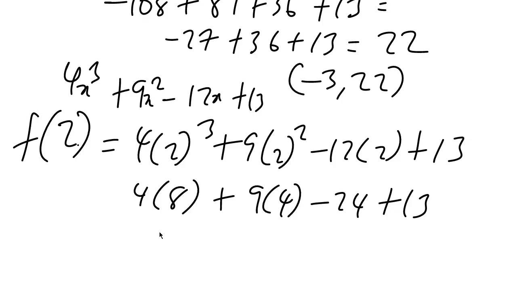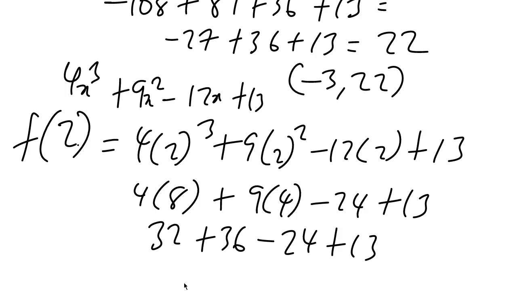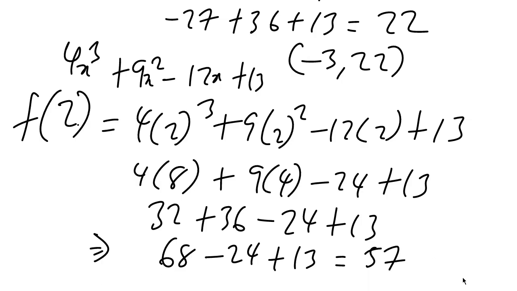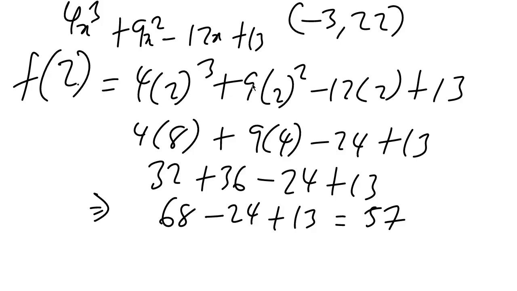Right? So 4 times 8 is what? Is 32. Plus 9 times 4 is what? 36 minus 24 plus 13. And 32 plus 36 is what? Is 68 minus 24 plus 13. Then what's 68 minus 24? That's 44, right? 44 plus 13 is what? That's 57. So 2, 57.